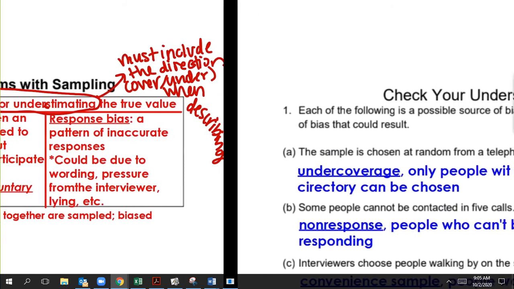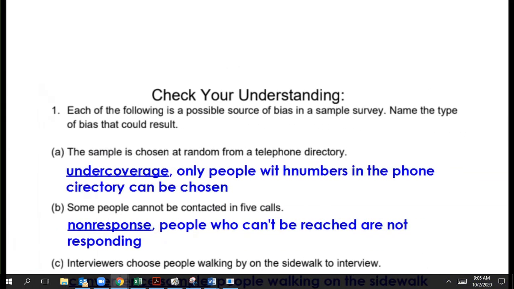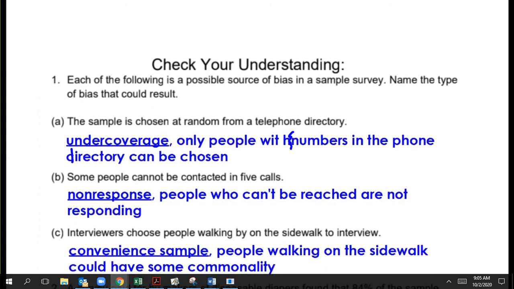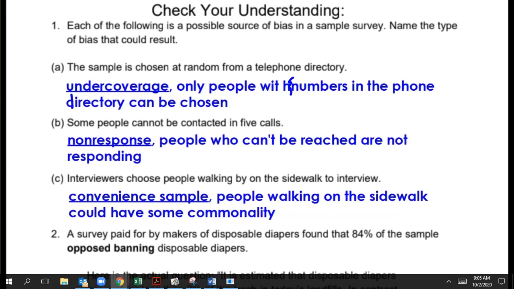All right, on pause, and hopefully you were able to use our notes. I really had some trouble spelling in this lesson. I'll just fix some spelling mistakes here. Directory should have a D, and then with numbers in the phone directory can be chosen. The first one was undercoverage, the second one was non-response, and the last one was that convenience sample I was just talking about. So that was number one. You can pause it to look it over.